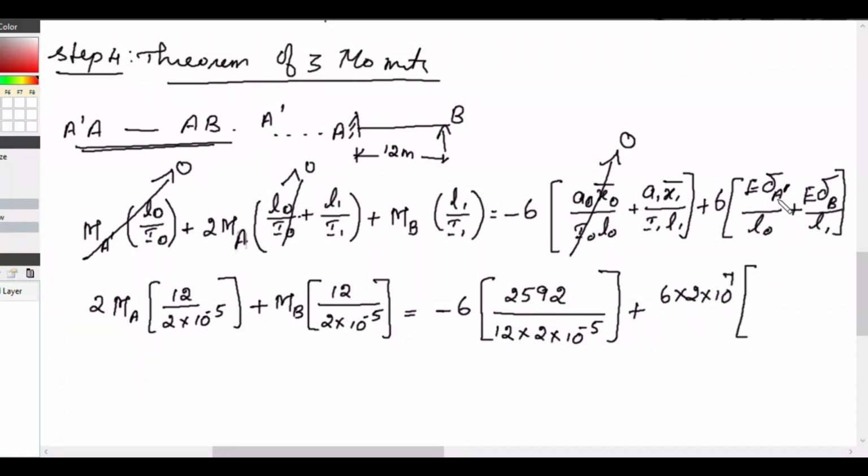So the remaining things are delta A dash. So this is imaginary, L0 becomes 0.